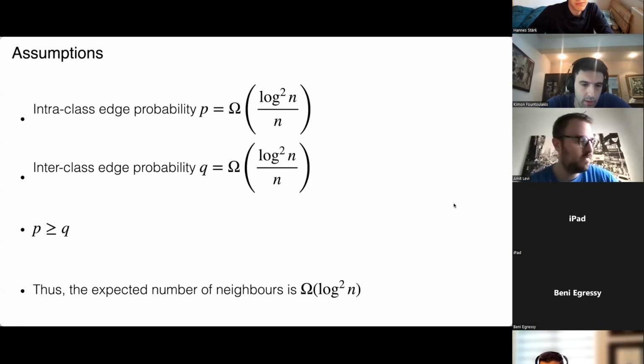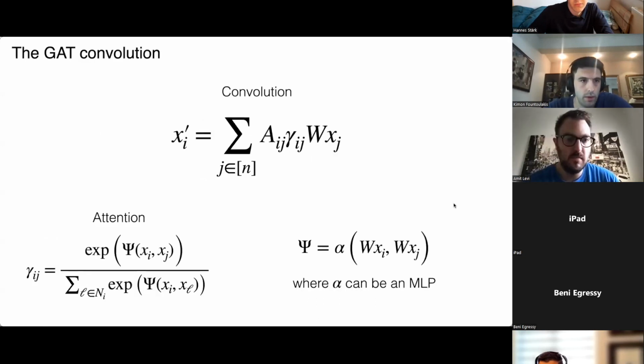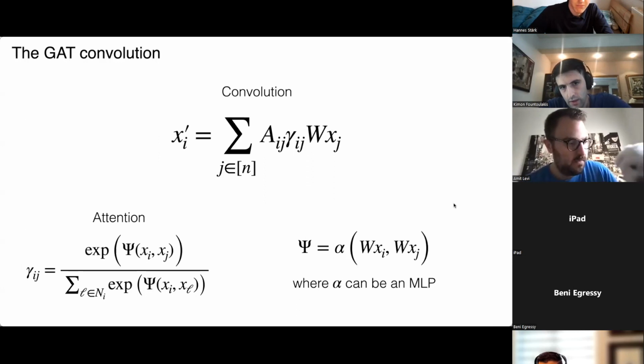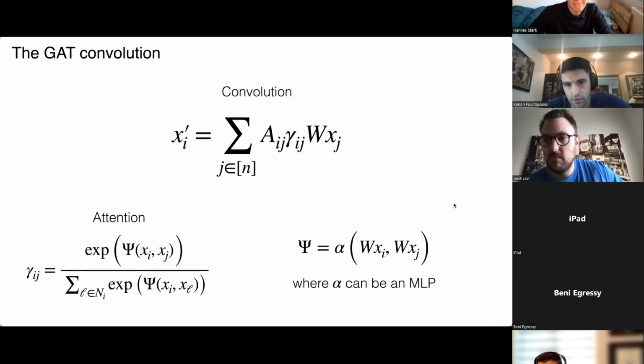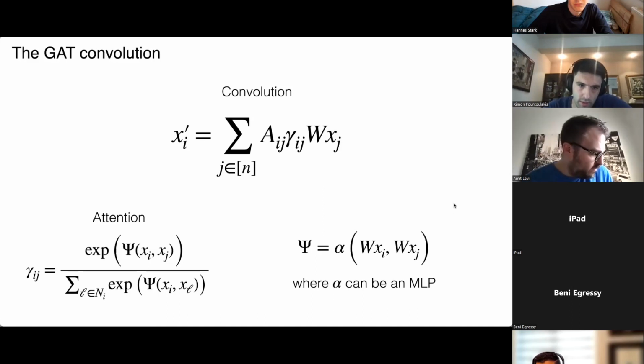So what do those assumptions mean? They basically mean that the expected number of neighbors for every node is at least log squared n. Okay, so GAT convolution. Here's how it looks in case you're not familiar with the exact expression. Node i aggregates information from neighbors j, and it also puts a weight gamma ij on each neighbor. The gamma ij is basically a softmax applied to a classifier psi. And the psi takes as input the combination of edge features from nodes i and j, and it's usually an MLP. So that's the GAT convolution that we are interested in.